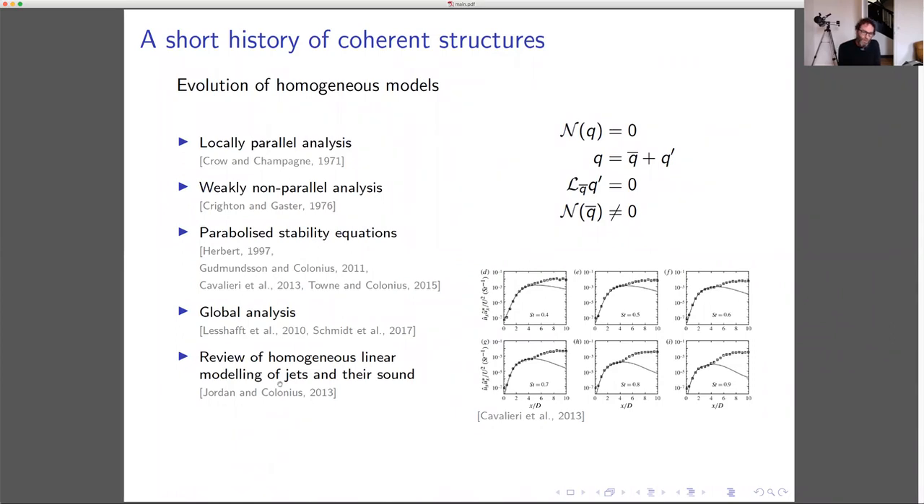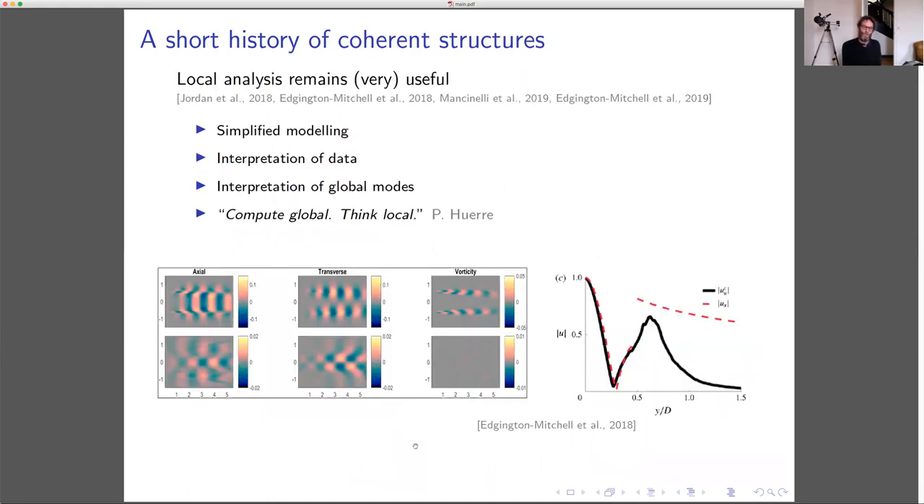A couple of years ago, myself and Tim Colonius wrote a review on basically how well these linearized systems can describe coherent structures in turbulent jets, and in particular the sound that they generate. So I'm going to move on to inhomogeneous models, but before I do that, just a word on local analysis. It's great, of course, that we can do global analysis now, but local analysis nonetheless remains an extremely useful tool.